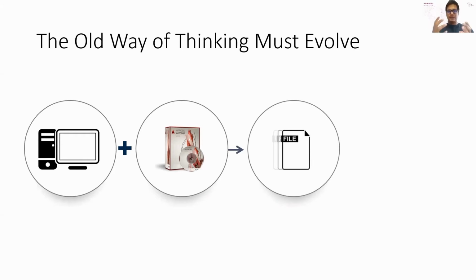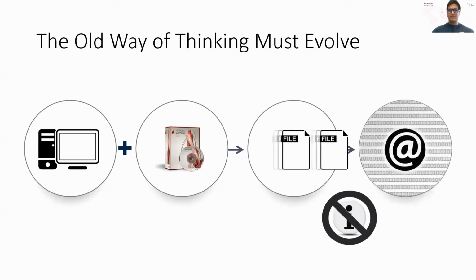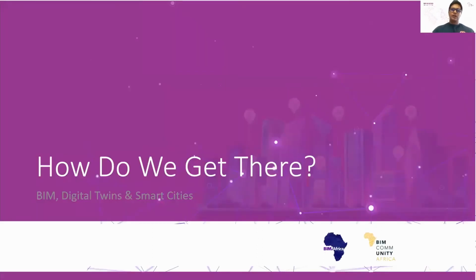So you would normally do a design, export it to PDF, or even save it in the native AutoCAD format, DWG or DXF, and attach that file to an email. The problem here is there is a loss of data, or there's not sufficient metadata attached to that PDF. That is a big problem because it becomes a totally static scenario. Now we need to change that, and this is why I put in this section, how do we get there? We're going to look at BIM, digital twins, as well as smart cities.